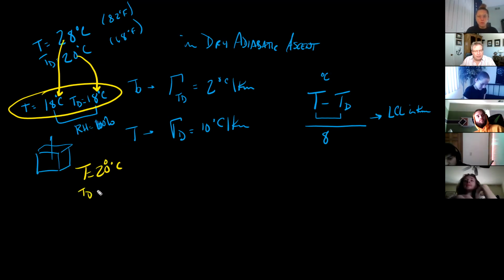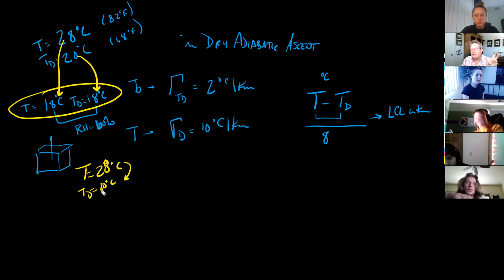So that's why if I said, look, you have a box of air that's 28, and the dew point is 20, the air does not saturate when the temperature drops to the dew point. It doesn't get saturated when the temperature drops to 20, because the dew point is not constant. It is changing also.